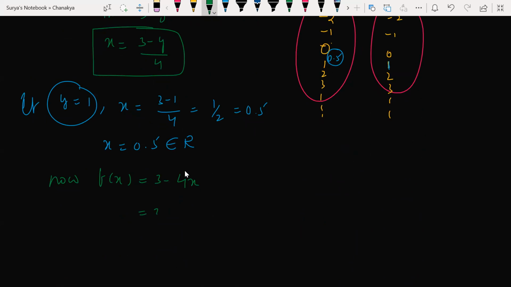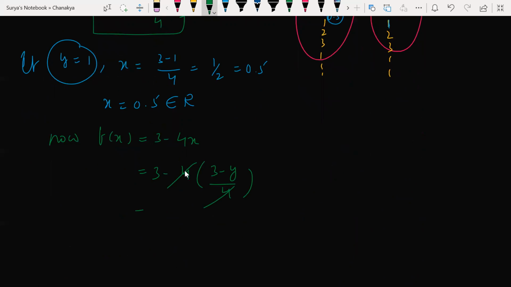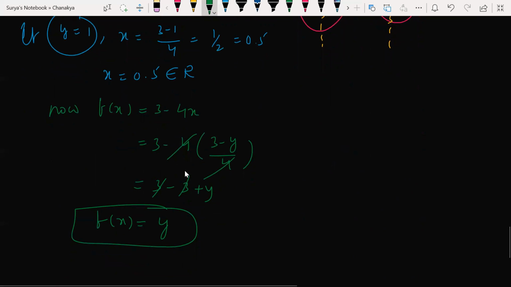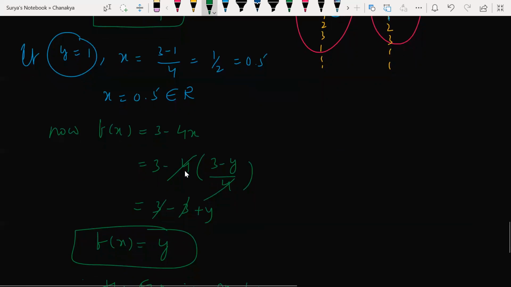So now 3 minus 4 times x. What was x here? This was my x: 3 minus y divided by 4. The 4 will get cancelled here. So what are you left with? 3 minus 3 plus y. Minus 3 and plus 3 get cancelled. You are left with y. So f of x is equal to y. Hence proved. Therefore, the function is also an onto function. For showing onto, prove f of x is equal to y.